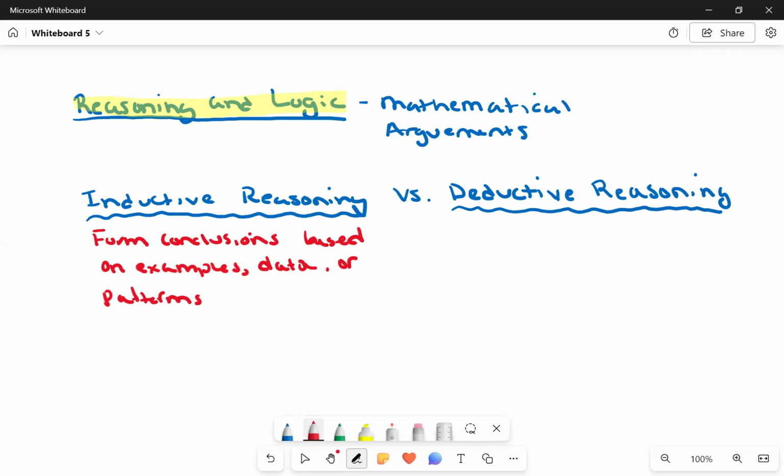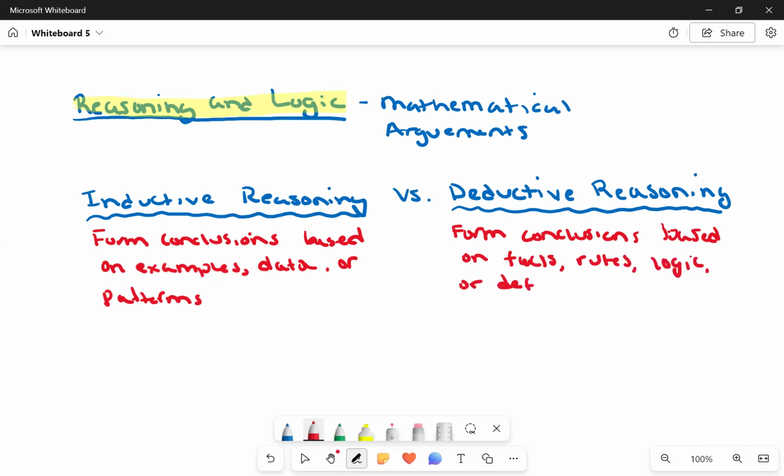Deductive reasoning is the idea that we form conclusions based on facts, rules, laws, or definitions. Based on facts, rules, logic, or definitions. Now, this sounds very concrete. The idea that you're going to form a conclusion based solely on facts or rules or definitions or logic.